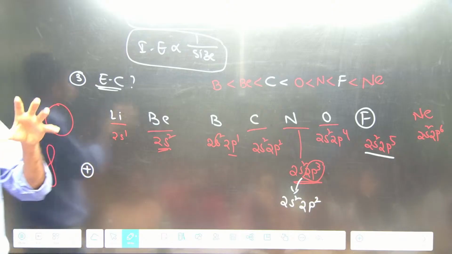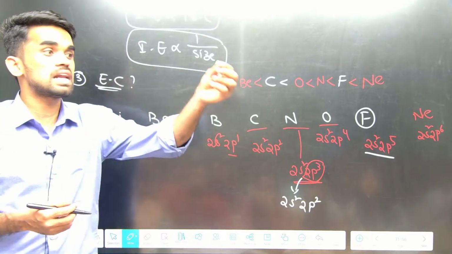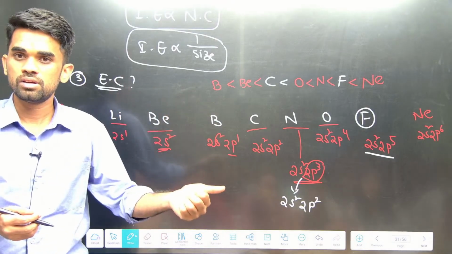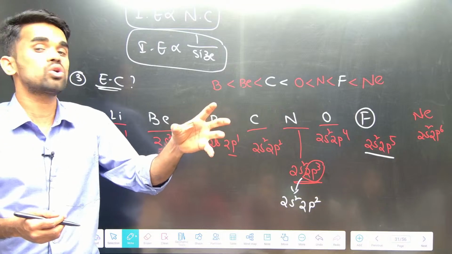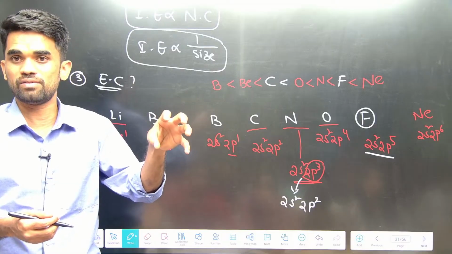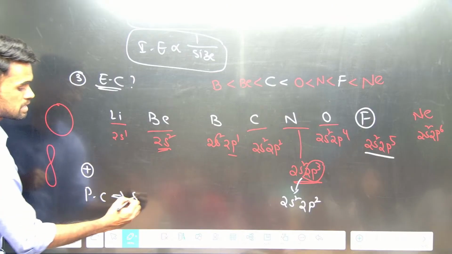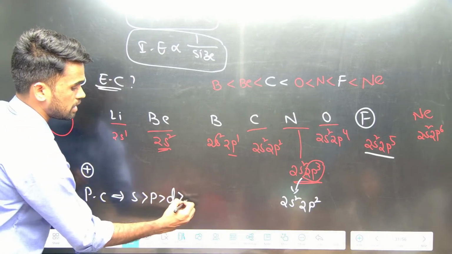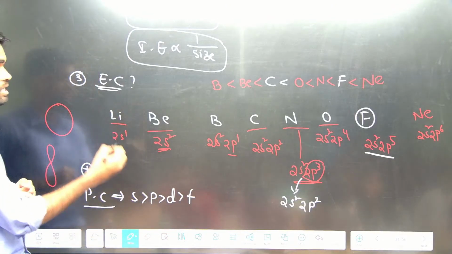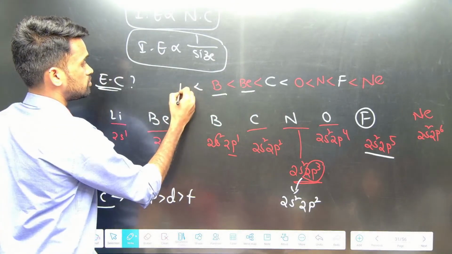Which is close to the nucleus, the s orbital or the p orbital? The s orbital. So if electrons are lying in the s orbital, they will have greater ionization energy than the p orbital, because the s orbital is closer to the nucleus. That closeness to the nucleus is called penetrating capacity. The penetrating capacity of s orbital is greater than p, greater than d, greater than f. The more the penetrating capacity, the more the ionization energy. So that's why beryllium is coming first. Next one is boron, and least is lithium.